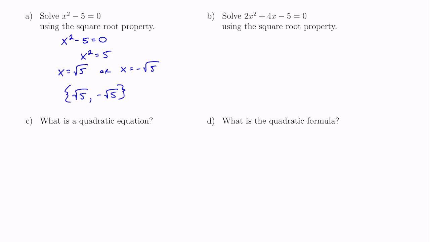In part B, we are asked to solve the equation 2x squared plus 4x minus 5 equals 0 using the square root property. The problem with this equation is that we have the center term, the 4x term. Because the variable x occurs twice in this equation, once as a squared term and once as what we would call a linear term, an x to the first term, the square root property cannot be applied very easily. So the best answer we can give at this point is, we do not yet know how to do this.